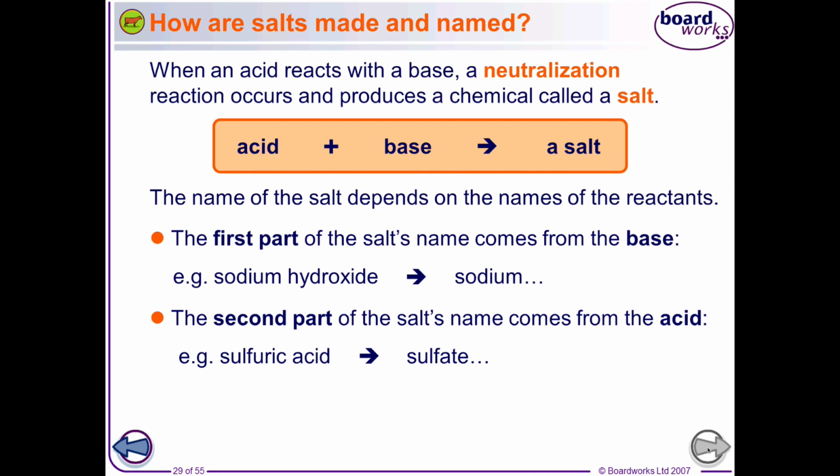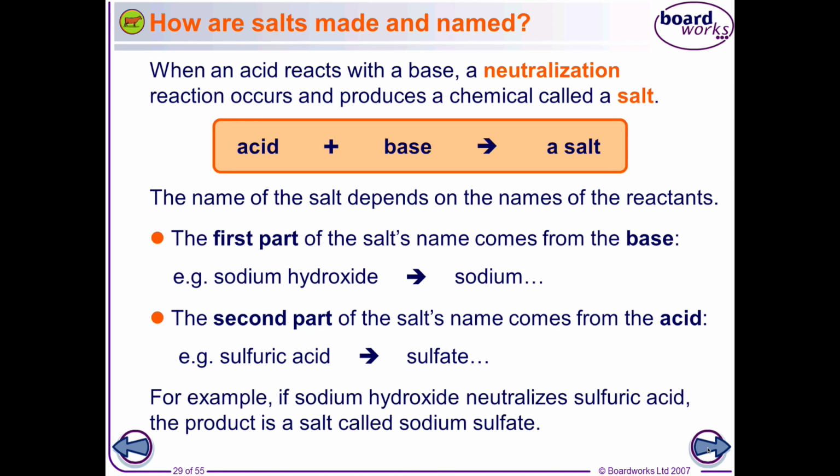And then you take the acid that you're reacting it with, and that will give you the second part of the salt. So sulfuric acid will always give a sulfate, nitric acid will always give a nitrate, and hydrochloric acid will always give a chloride, and they're the 3 acids that you need to know. So in this case, with sodium hydroxide and sulfuric acid, I'm going to get sodium sulfate. If I'd used nitric acid, I would have got sodium nitrate. If I'd used hydrochloric acid, I would have got sodium chloride.